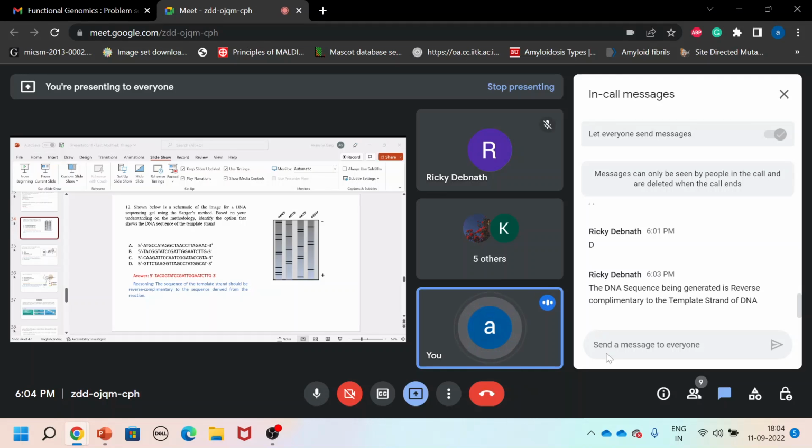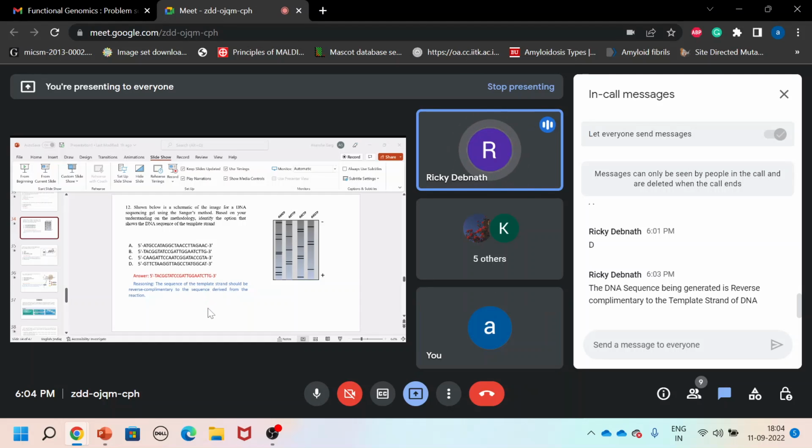So is it clear to all why it is option B? Okay, Ricky, you still have a doubt why it should not be D? Yes, ma'am, you explained it.